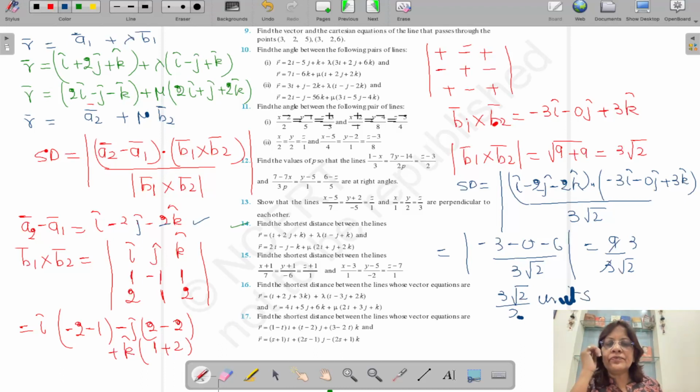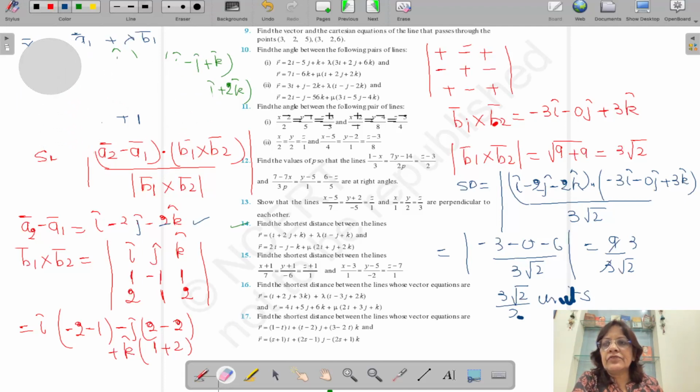I hope it is clear. First question. Okay, this is how we do it. Now we move on to the 15th, which is given in Cartesian form, right? So I just rub this side. Look at the 15th question now.